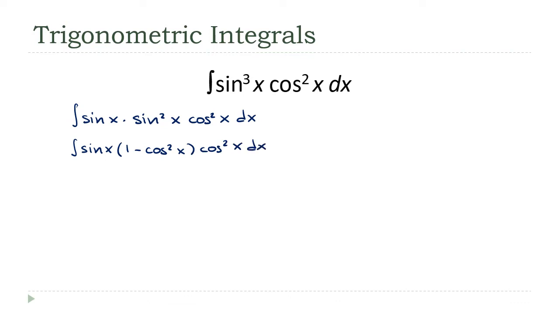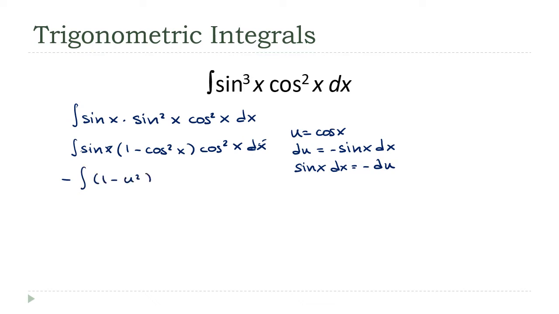And now I'll do a substitution, right? I'll let u equal the cosine of x. So du equals negative sine of x dx. And I see I've got a sine and a dx in there. So I'm going to say sine of x dx equals negative du. Now if I make these substitutions, the sine of x and the dx get replaced with negative du. So this is negative integral 1 minus u squared times u squared du.